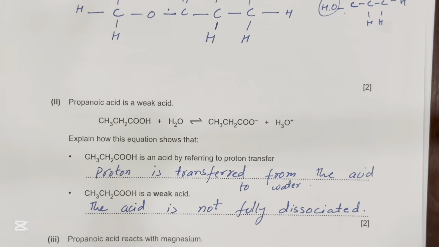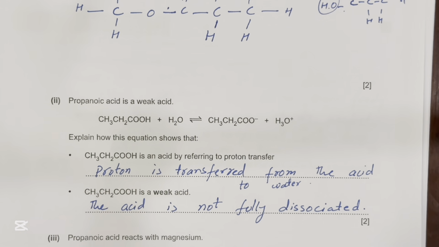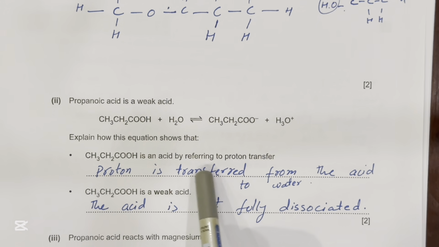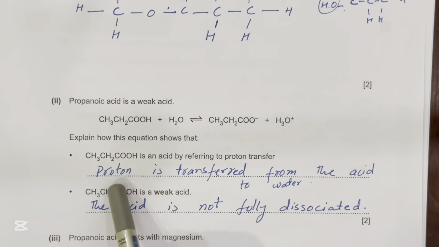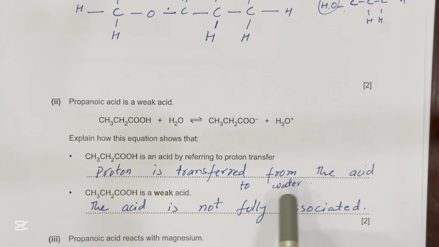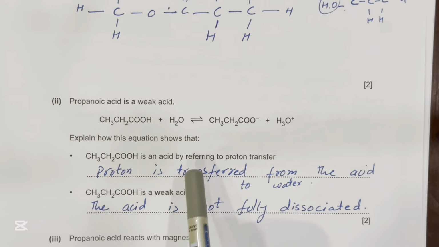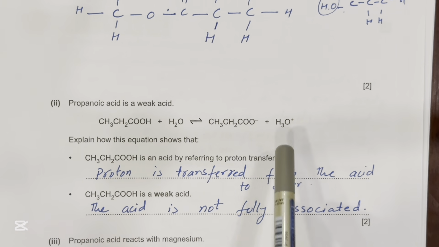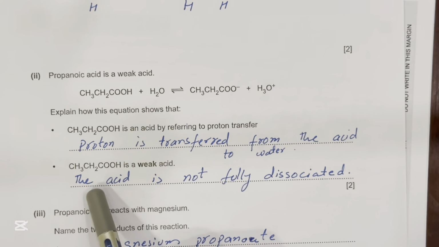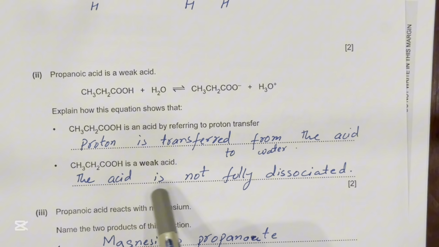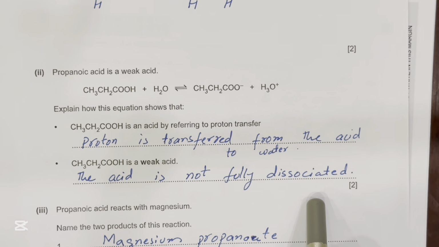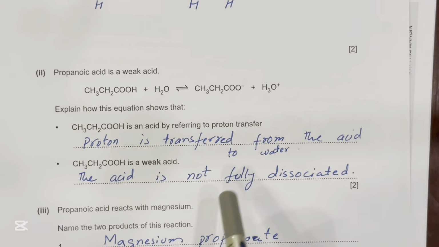Okay, next is propanoic acid is a weak acid. Explain how this equation shows that propanoic acid is an acid by referring to the proton. Proton is transferred from the acid to water, so that's why it is an acid. By the definition, it is producing hydronium ions. Propanoic acid is a weak acid. The acid is not fully dissociated, so that's why it is a weak acid.